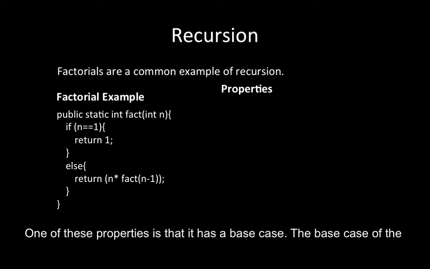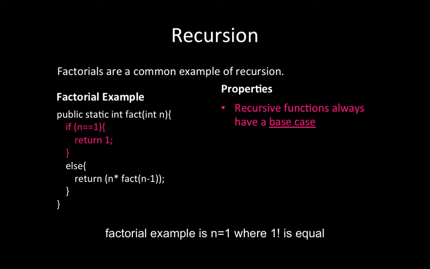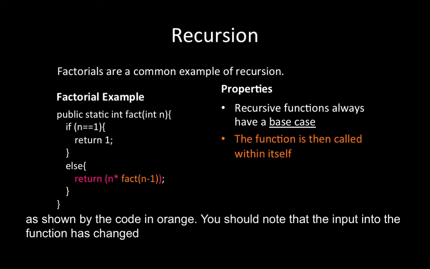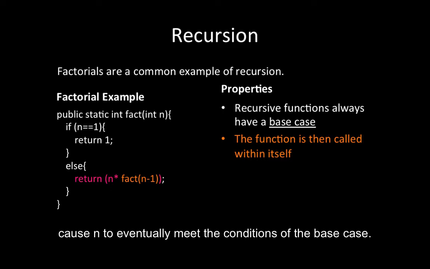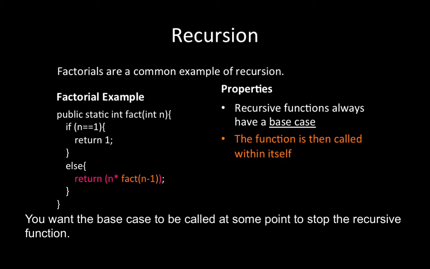One of these properties is that it has a base case. The base case of the factorial example is n equals 1, where 1 factorial is equal to 1. The function is also called within itself, as shown by the code in orange. You should note that the input into the function has changed from n to n minus 1. This is important because this will cause n to eventually meet the conditions of the base case. You want the base case to be called at some point to stop the recursive function.